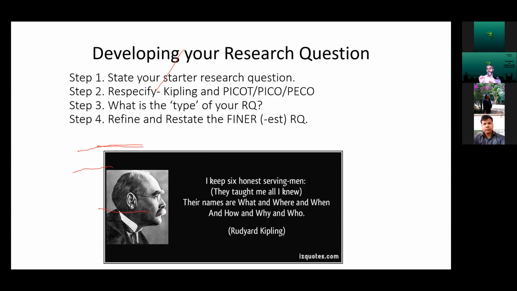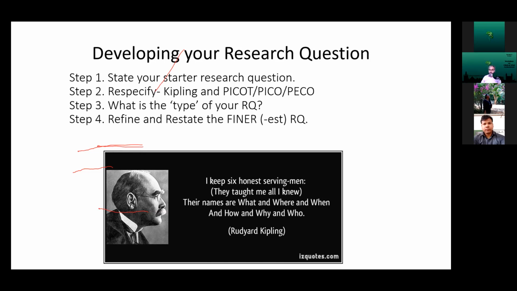1, write your starter research question. Anything that you have in your mind, you want to affect diabetes, hypoglycemic drugs, whichever thing, write it down. However crude it may seem, write your starter research question. This is what I'm trying to do. 2, respecify. What does respecify mean? Now make it specific. To make it specific, use the PICO framework. And I often say that use Rudyard Kipling. Rudyard Kipling had this poem, The Elephant's Child, and it has this very famous statement: I keep six honest serving men.